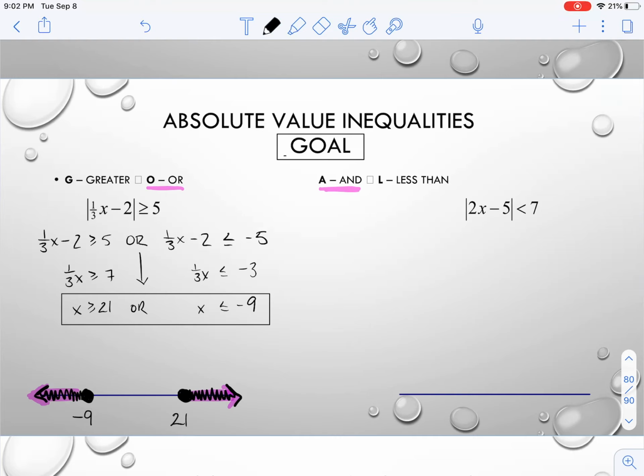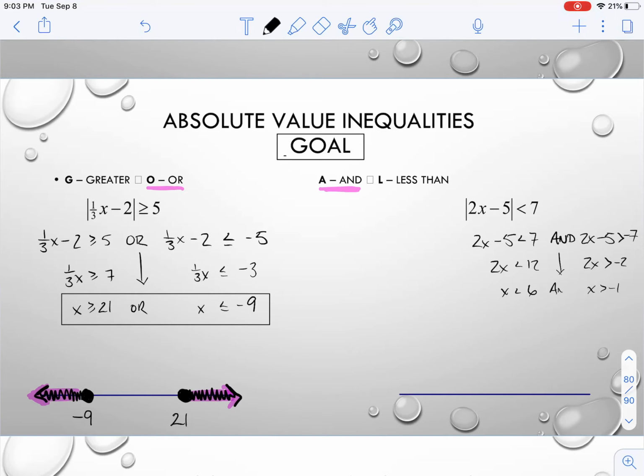Okay? So let's take a look at the second example. I'm going to do this two different ways. So I have the absolute value of 2x minus 5 is less than 7. So one thing I can do, it's less than, so I can split it. So I'm going to have 2x minus 5 less than 7, and 2x minus 5 is greater than -7. When I go through and solve, we're going to have 2x less than 12, or x less than 6, and we're going to have 2x greater than -2, or x greater than -1.